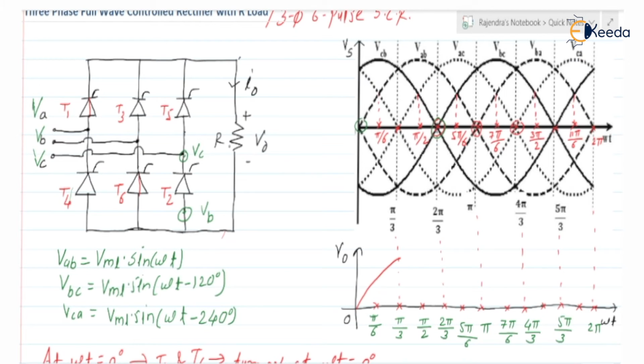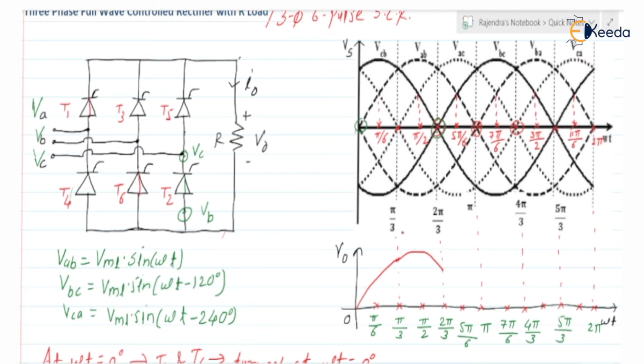So let us discuss what will happen once thyristor T2 turns on. From 0 to 2 pi by 3 in the output, we will be having only VAB. The output voltage will be like this.